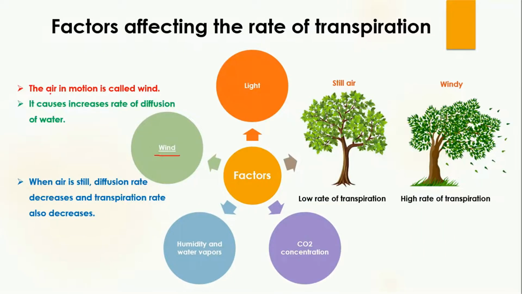Another factor is wind. Now, what is wind? The air in motion is called wind. So when the air is moving, it means that it is taking things along with it. So when it is windy, the water vapors which were present around the leaves or the tree will be taken with the wind to other parts. It means here the water vapors have decreased. So to overcome this decrease in water vapors, the rate of transpiration will increase. But if the air is still, it means no water vapors are taken to any other part and the water vapor here is enough. In this case, the transpiration rate will decrease.